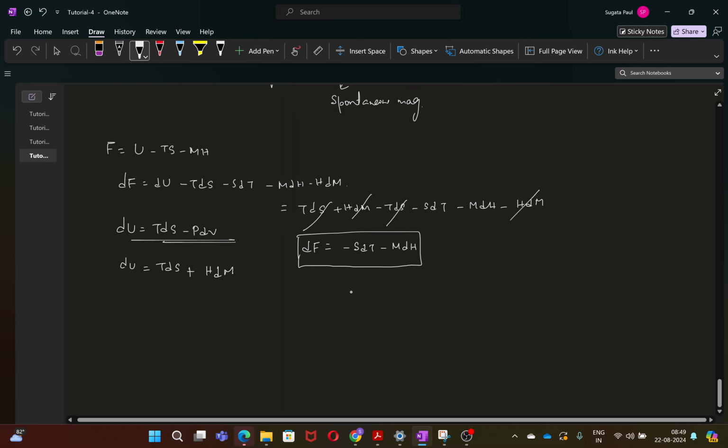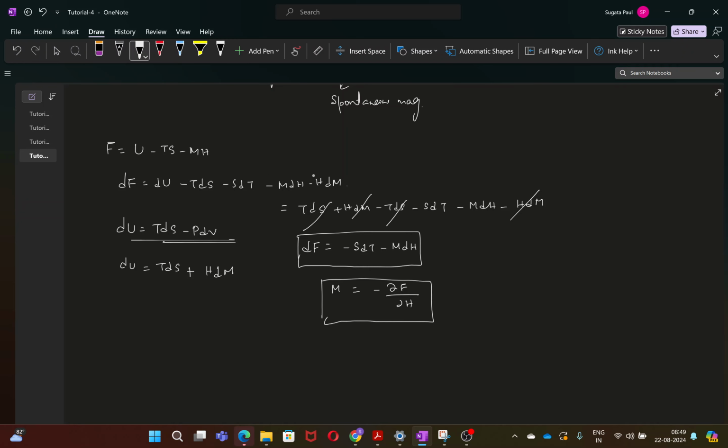From here you get that your capital M is equal to minus del F del H when dT equals 0. So this is the partial derivative of the Helmholtz free energy with respect to the field. Again, I am writing this external field by capital H. Just understand that when I am using it with M, this quantity means the magnetic field. So don't confuse it with the Hamiltonian H anymore. Just consider that this capital H denotes your magnetic field.